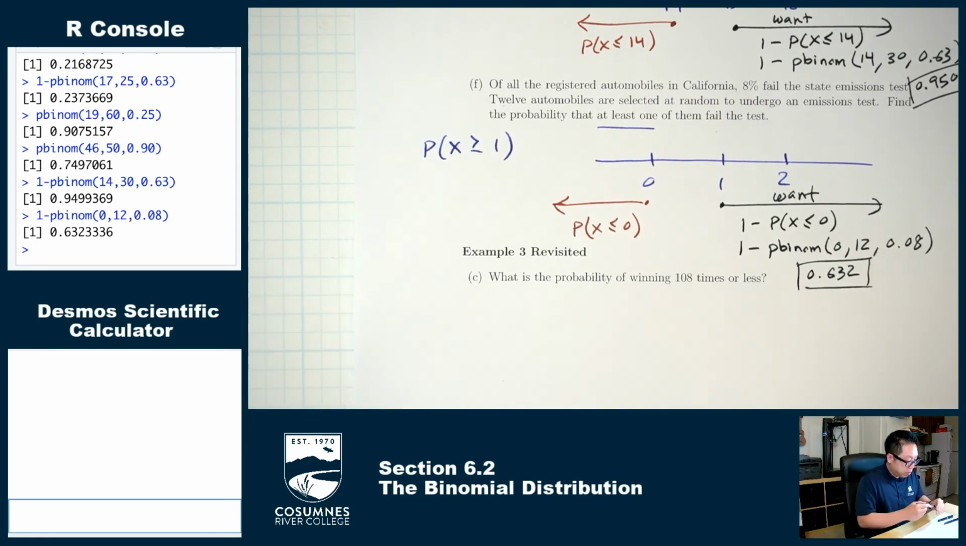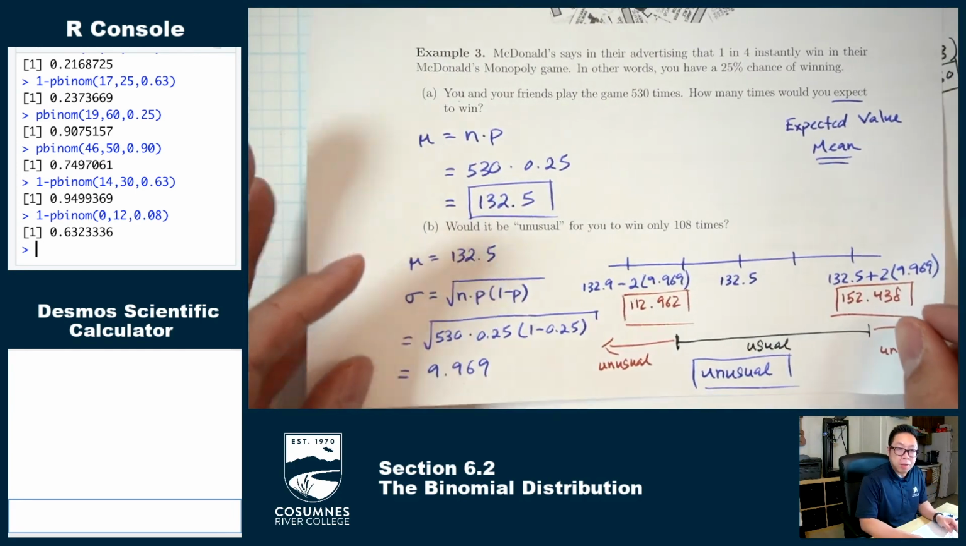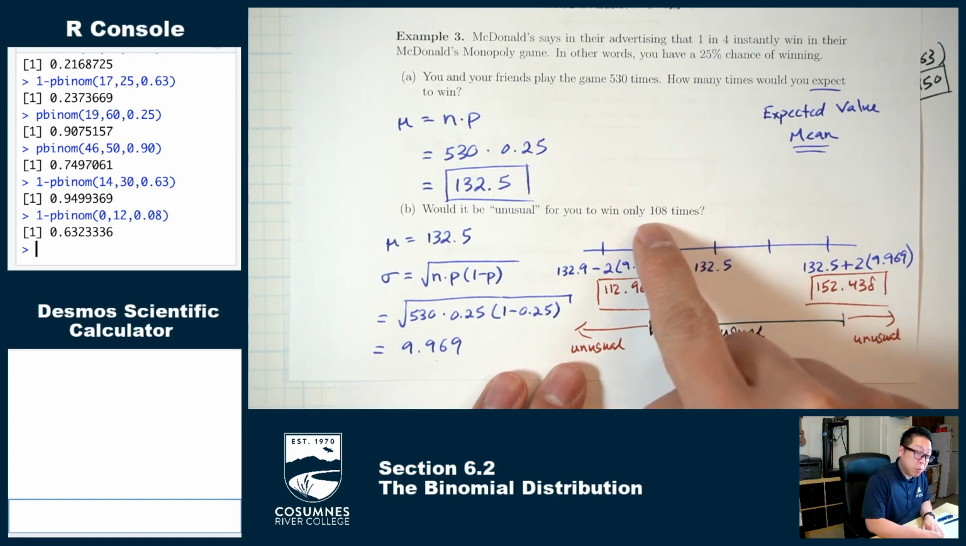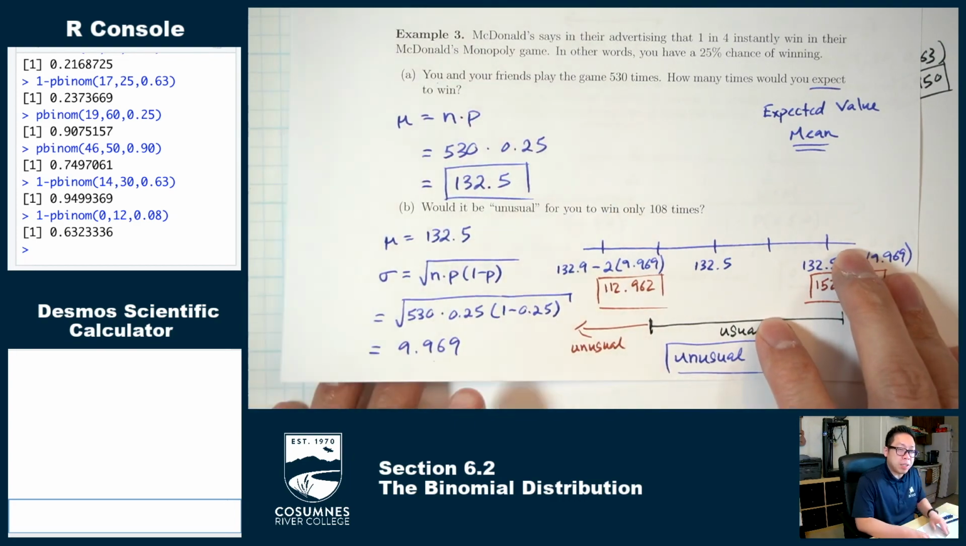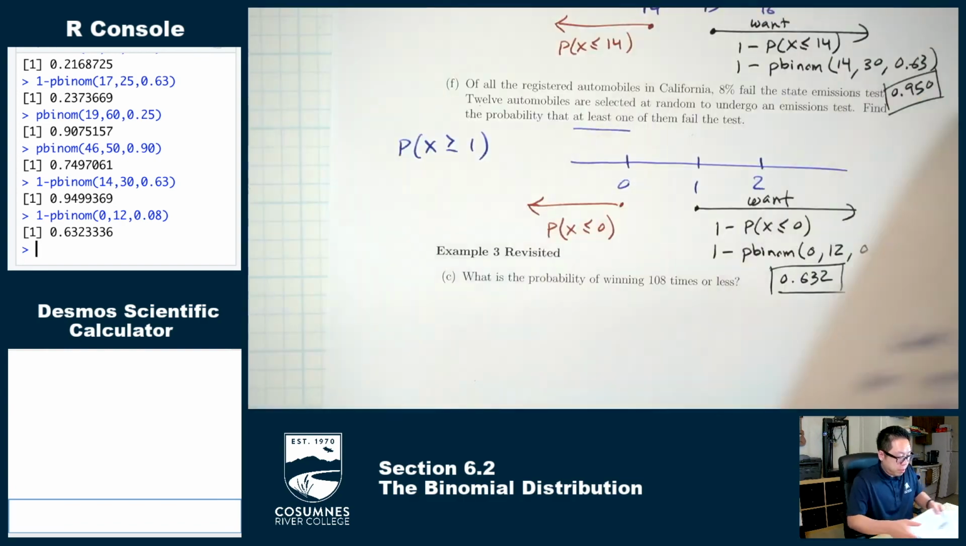Okay, and then finally, let's go back to example 3. So this is the McDonald's acting shady one. Okay, and let's actually calculate. So we already said that we think winning only 108 times is unusual. So that something is strange is happening here. But let's actually calculate what's the probability of winning 108 or less. Okay, what's the probability of winning 108 times or less?